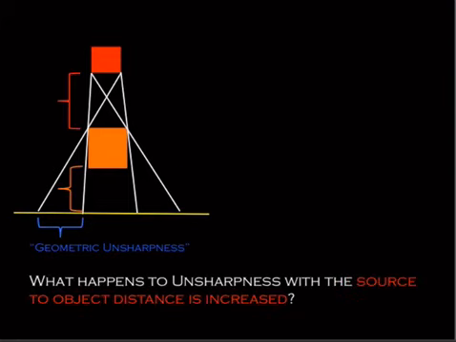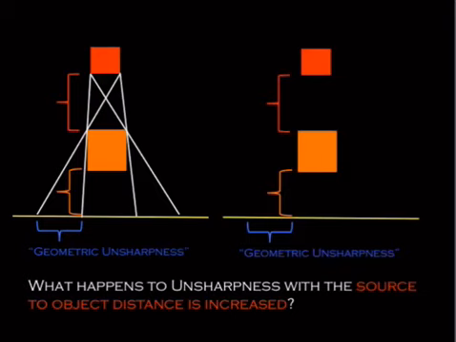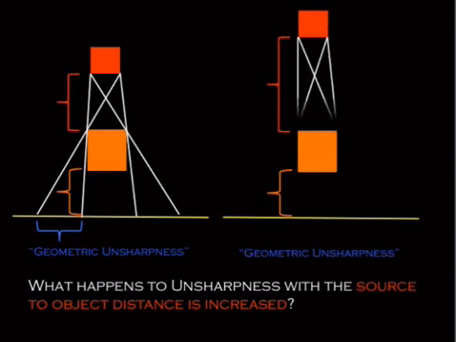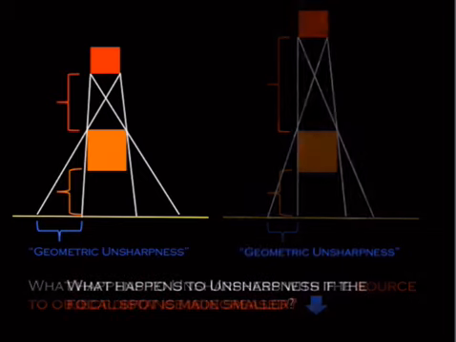So let's do a quick practice problem. What happens to the unsharpness when the source to object distance is increased? Let's draw it out here, and we're going to change it. We're going to increase that source to object distance, like that. Now let's draw it out and see what happens. It gets smaller, right? So that was easy. You don't have to memorize anything. Just draw yourself a control, and then draw out what happens when you change it. Now you've got it.